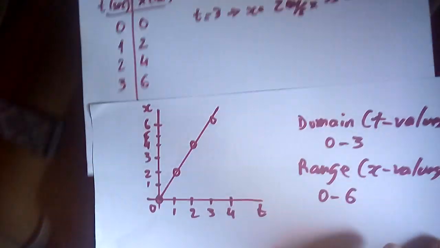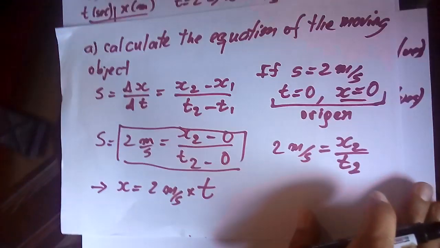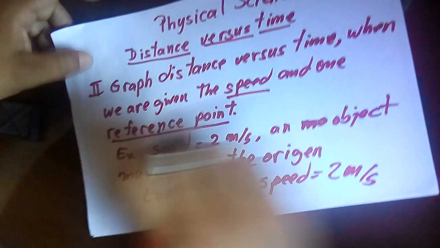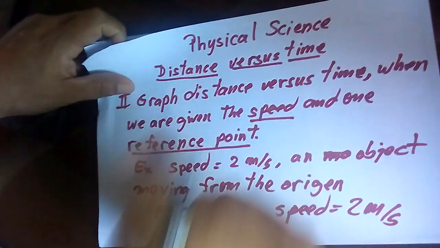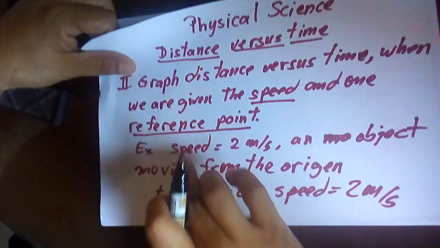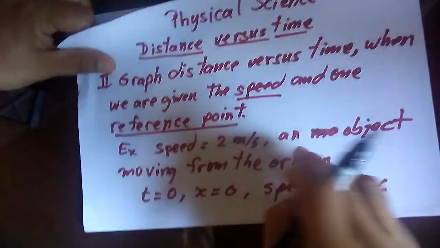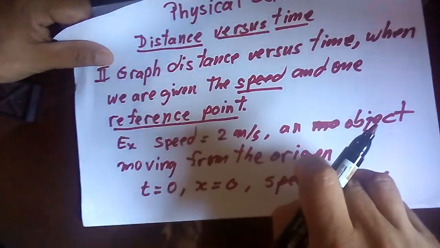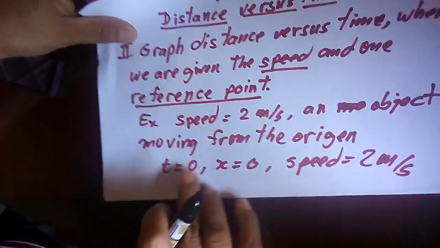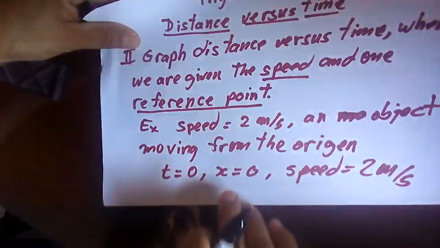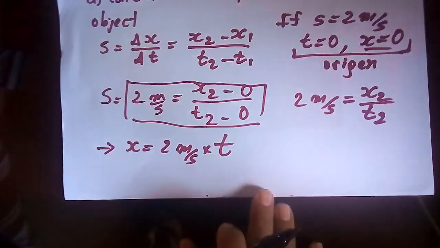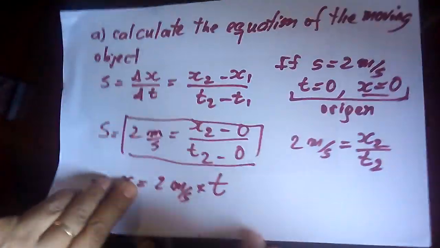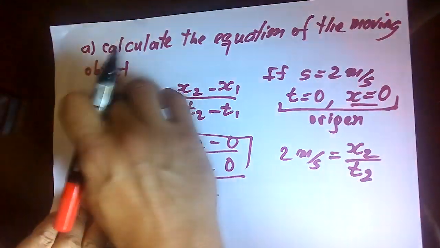So to review the exercise, let's review this again before we leave this session. We're graphing distance versus time, but in this particular case we're given speed and one reference point. When the speed is 2 meters per second, for example, and an object is moving from the origin, we have that time is 0, that means the origin, x is 0, that means the origin. The speed is 2 meters per second. What do we do with that information? The first thing we do is we calculate the equation of the moving object.